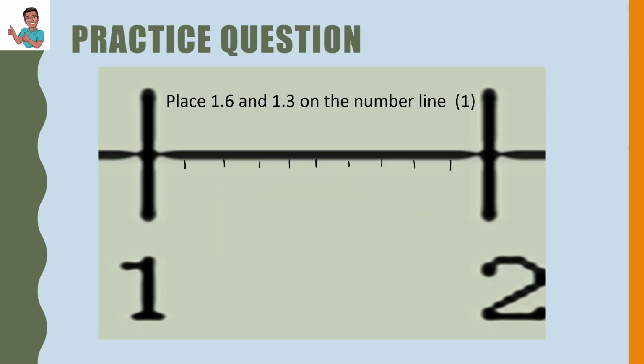Okay, let's have a look at this question. It's asking us to place 1.6 and 1.3 on the number line. It is worth 1 mark. Let's see how we can do this. First of all, we're going to number each of these: 1.1, 1.2, 1.3, 1.4, 1.5, 1.6, 1.7, 1.8, and 1.9. Let's place 1.6 on the number line here. We can indicate it with a line. And let's place 1.3 on the number line. And we've indicated it there.